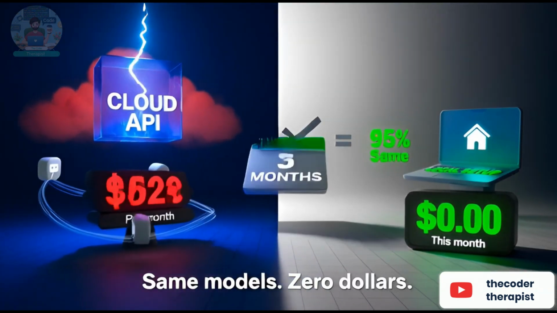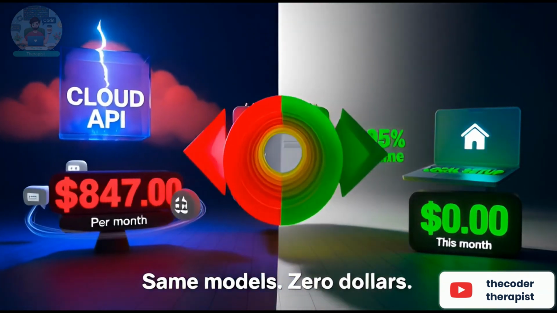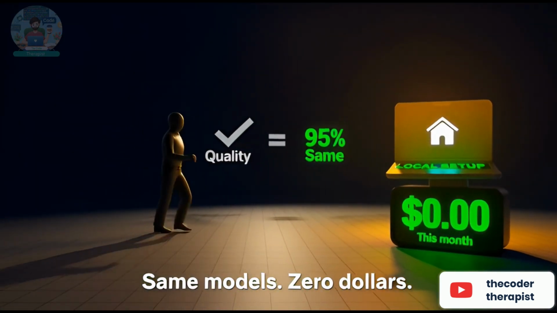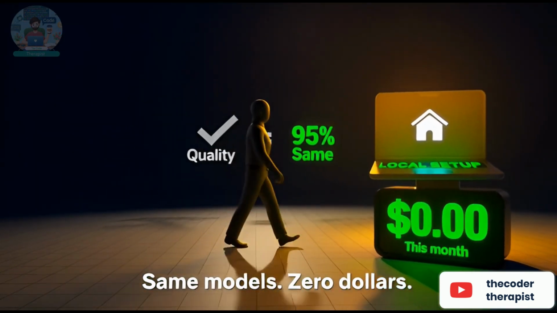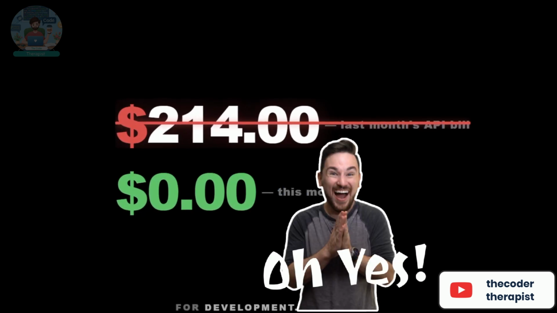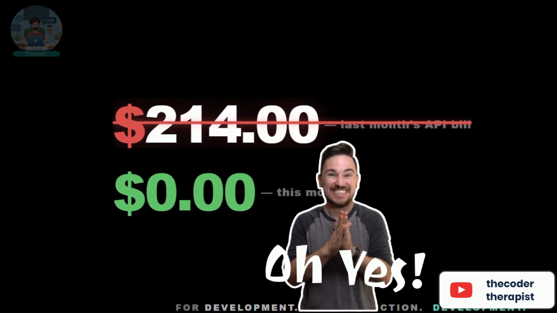3 months ago, I switched everything to a local setup. My bill this month, $0. Same models, same quality, on 95% of my workflows. $0. In the next 5 minutes, I'll show you exactly how to think about it like an AI architect, not someone who just ran a curl command.